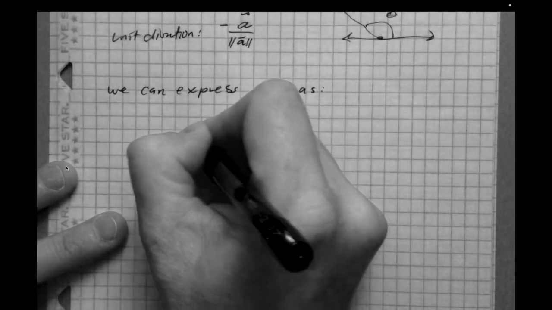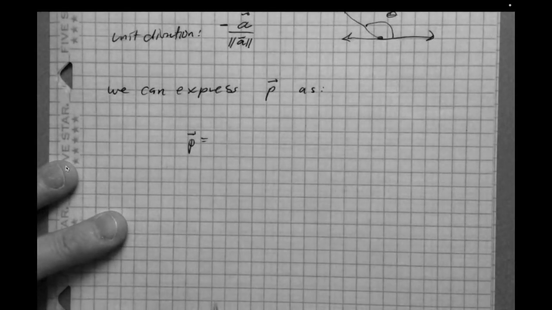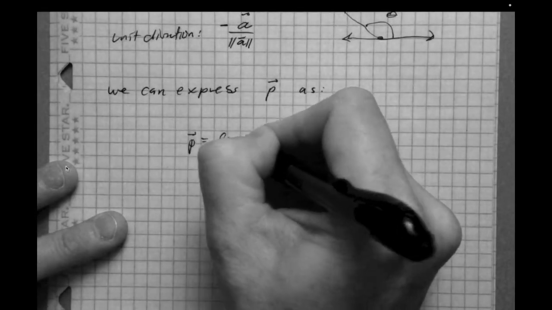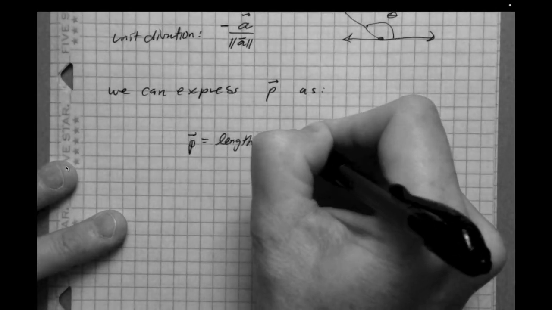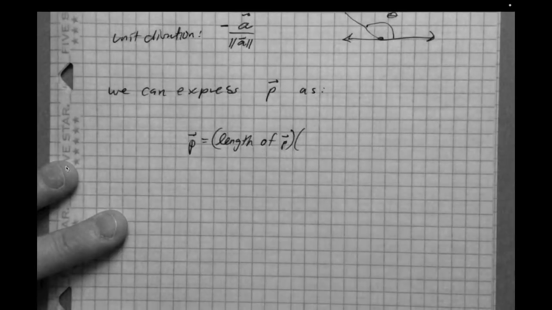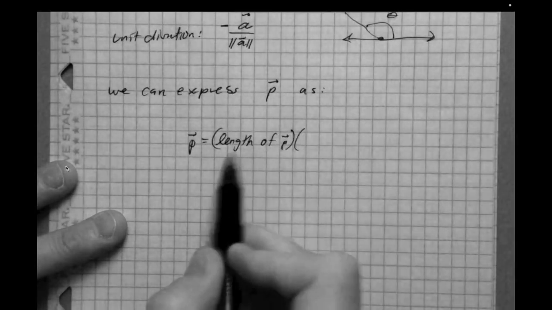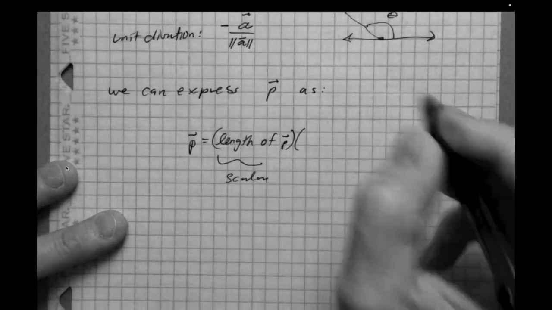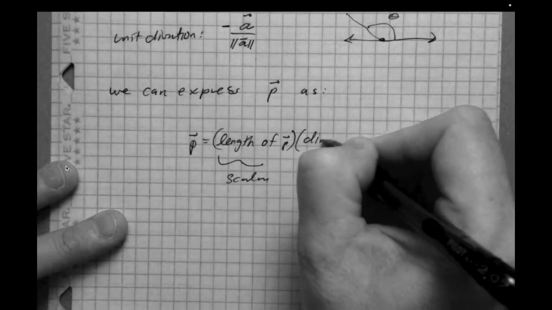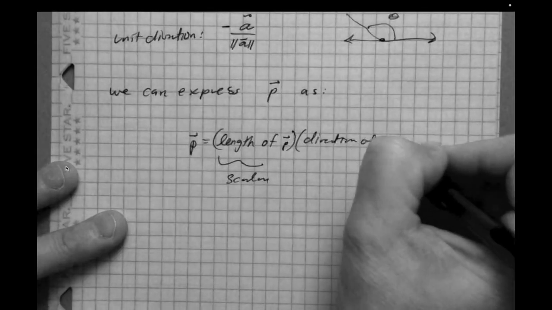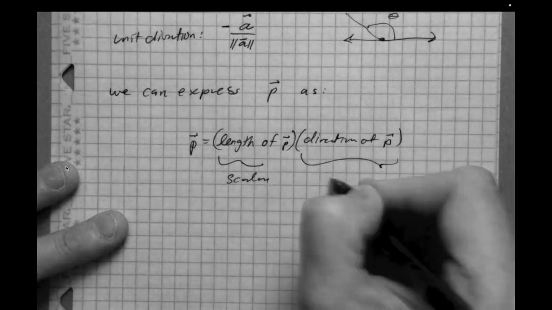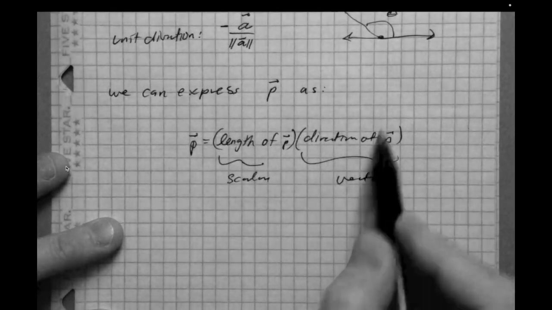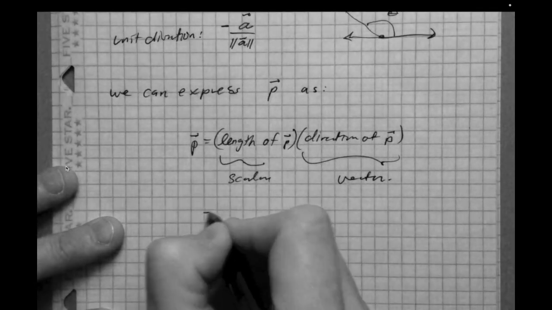Right, we can say P is equal to, well, the length of P. So here's how we could write it first in English. The length of P times, which is going to be a scalar, times the direction, right? This is a vector. So you've got a scalar telling you the length of P, and you've got a direction, which is a vector. And so what are these?